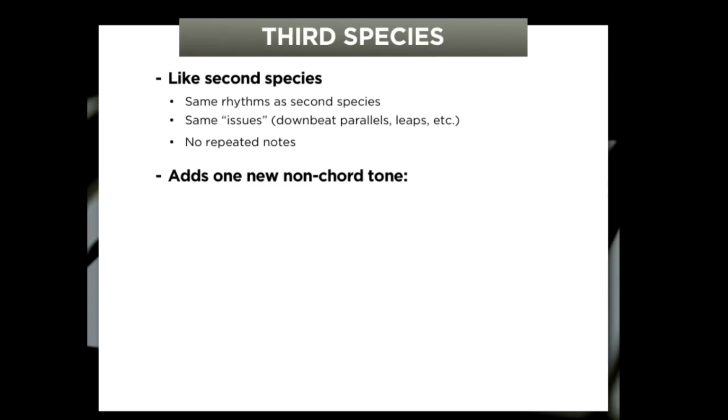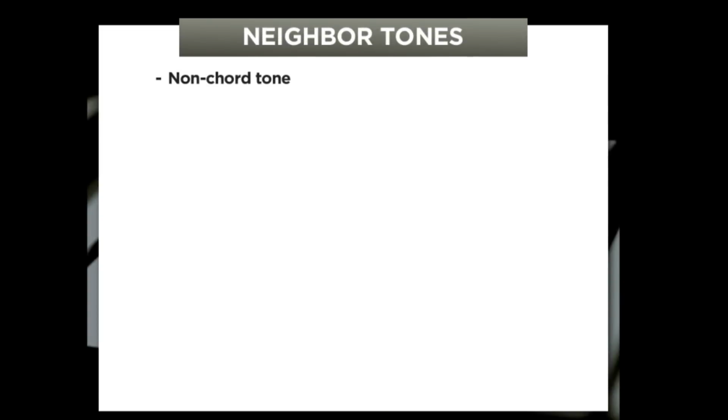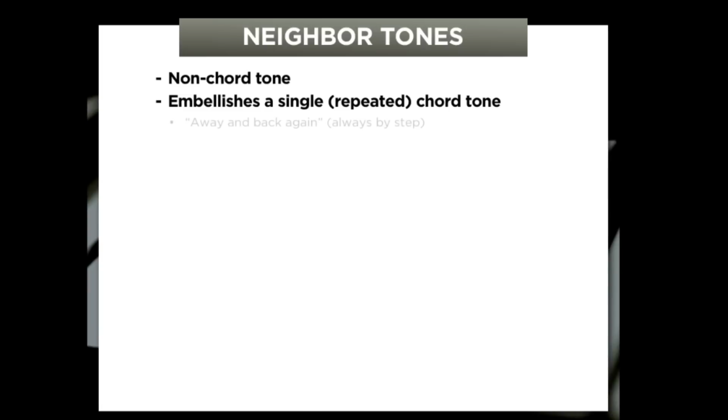And now we add a new non-chord tone. You're going to be able to use passing tones in third species, but now we're adding what's called a neighbor tone. Neighbor tones are, like passing tones, non-chord tones. The difference being, whereas a passing tone connected two chord tones that were a third apart, a neighbor tone embellishes a single chord tone, which is repeated. And it does this with a kind of away and back again gesture. So once again, like passing tones, we're moving only by step, but rather than moving by step continuously in one direction, we move away from the embellished note and then back to it. So down then up, or up then down.